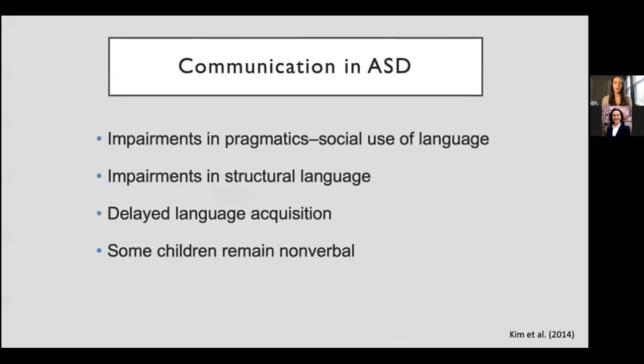Communication deficits are a well-recognized characteristic of ASD. These deficits include both the impairments in the use of pragmatic language, or the social use of language, as well as structural language, like syntax or grammar. Many children with ASD develop their language abilities later compared to their typically developing peers. Some even remain nonverbal throughout their life.